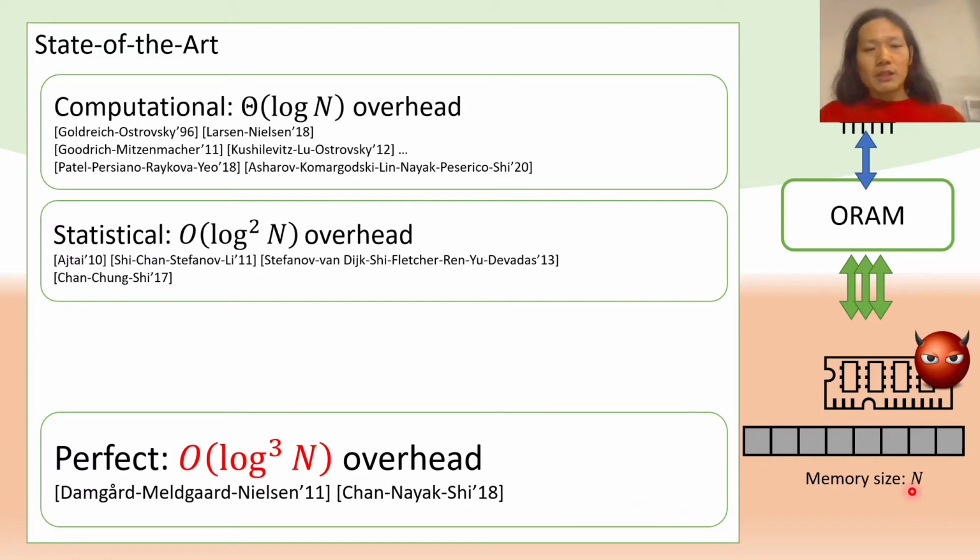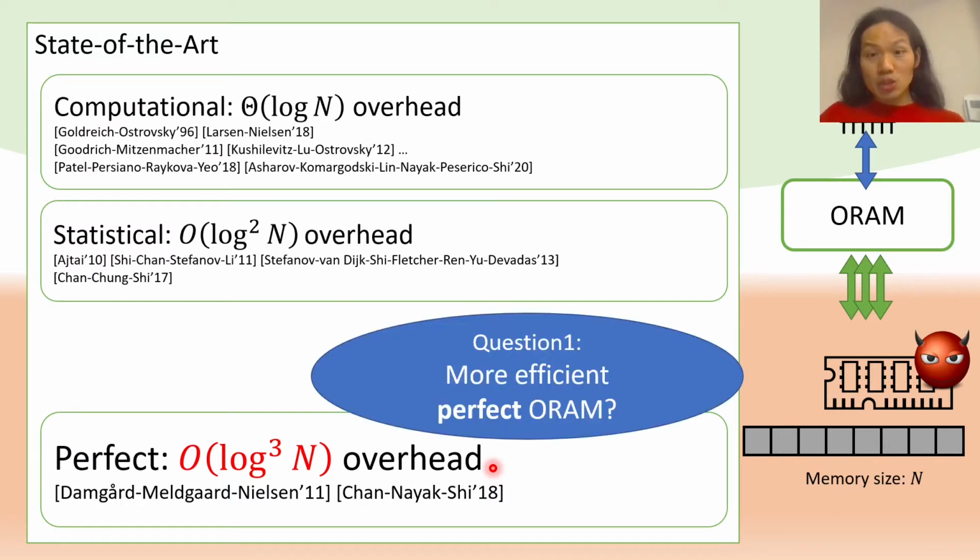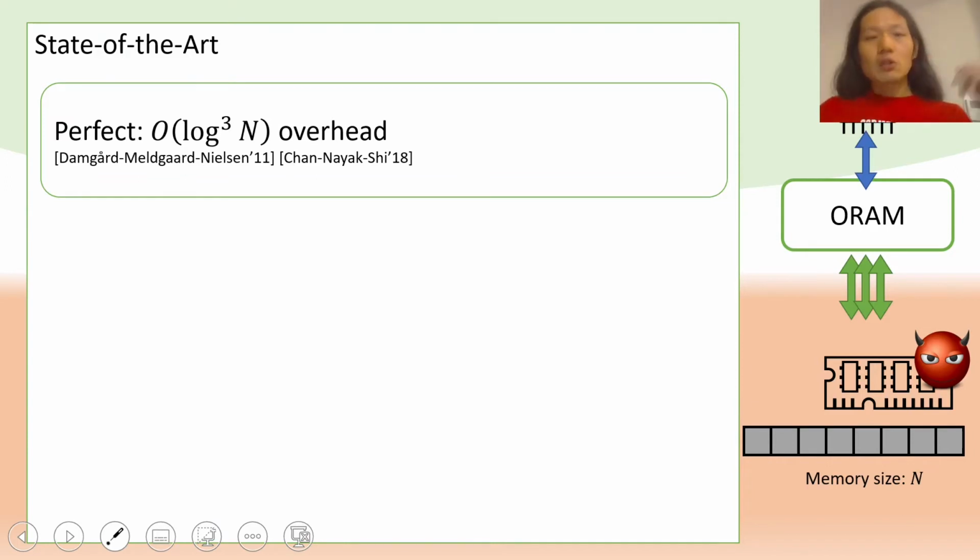So perfect security is very strong. It defends against an unbounded adversary. It composes cleanly in other protocols, but it also suffers a larger overhead. So our first question here is whether we can improve the efficiency of perfect ORAM. We have a second question, looking closer into the previous constructions of perfect ORAM.